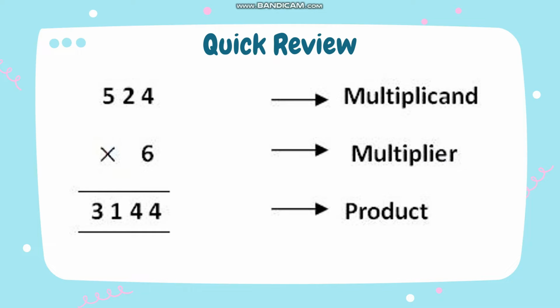Let's have a quick review. 524 multiplied by 6. So 524 is what we call the multiplicand, and 6 is what we call the multiplier. And 524 and 6 are what we call the factors. And the answer is what we call the product.